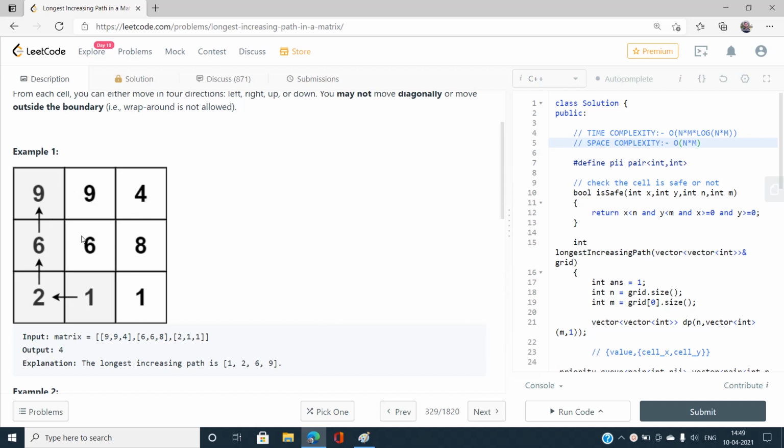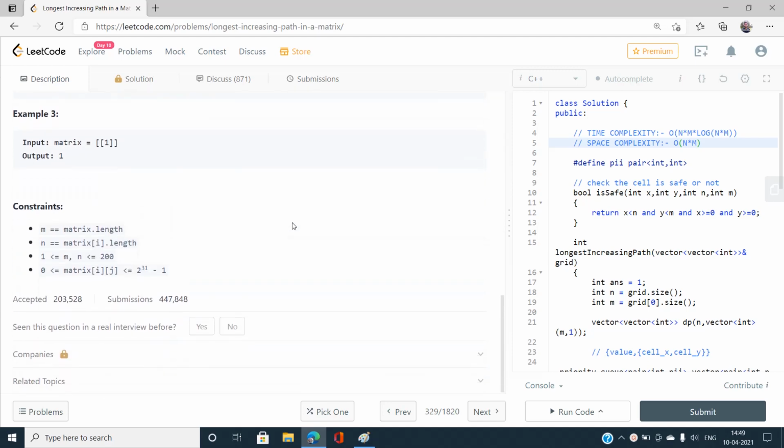In this example you can see 1 2 6 9 is the longest increasing path of length 4, where the path values 1 2 6 9 are in increasing order. Let's look over the constraints, because sometimes constraints are very useful in figuring out the best and most efficient solution. Here m and n are up to 200 and the matrix values go up to 2 power 31 minus 1, which is around 10 power 9.